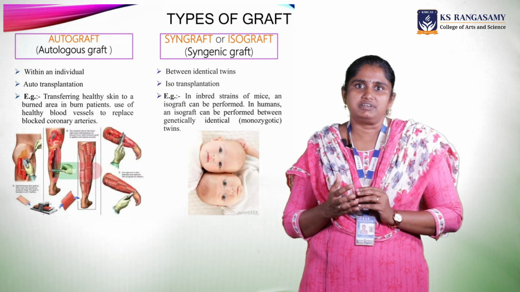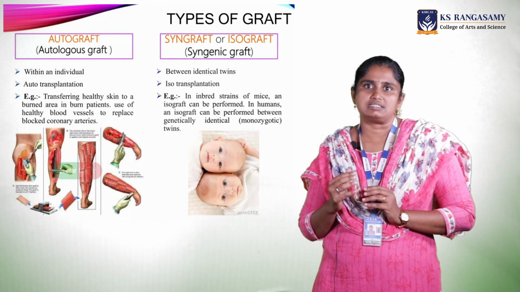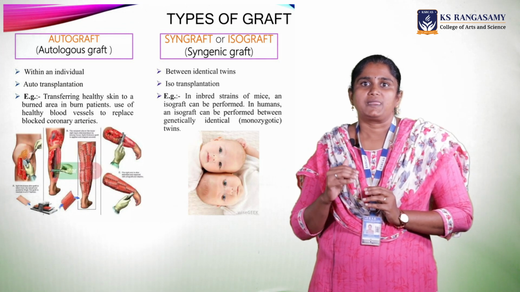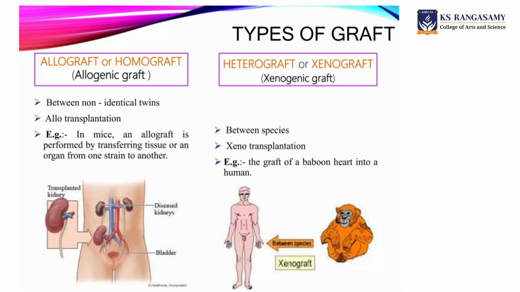Then isograft. It is a transfer of tissues, cells or organs between identical twins. Next one is allograft. Allograft is a transfer of cells or tissues between non-identical individuals. Example, organs like kidney, liver from one person to another person. Next one is xenograft. Xenograft is a transfer of organs from one species to another species. Example, pigs to humans, monkeys to humans. These are examples of a xenograft.